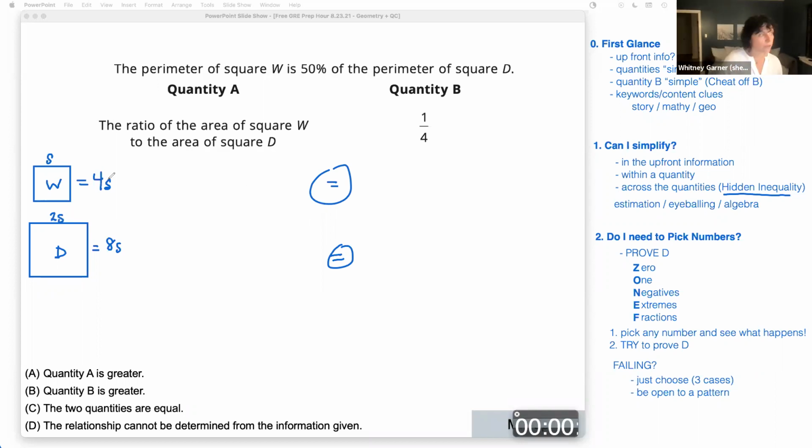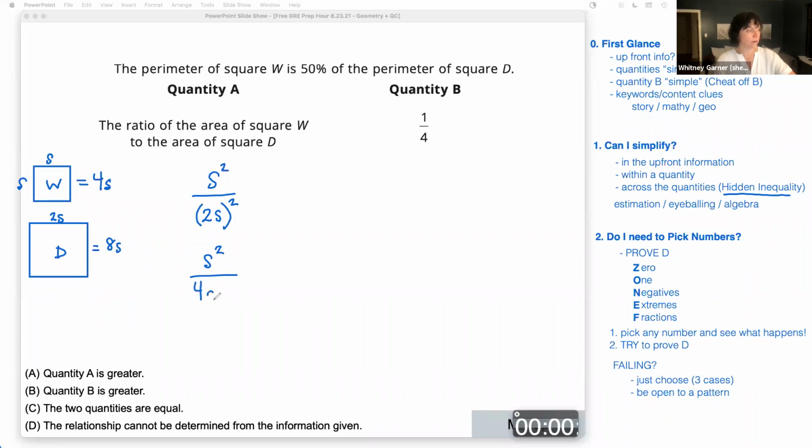So the area of square W is going to be side squared. The area of square D is going to be 2S squared. That's going to then equal S squared over, now I have to square everything, 4S squared. My S squareds would cancel and give me my 1/4. So this would be a place where if I could simplify it, if I thought about how to put it into my formula, I might avoid picking numbers. But notice that when I pick numbers, that didn't take all that long.